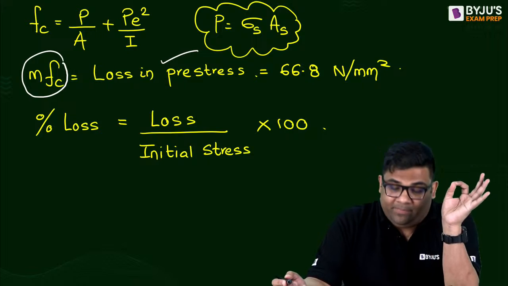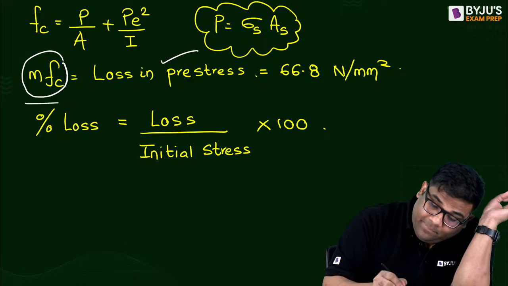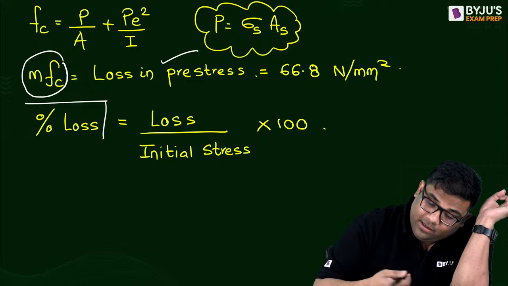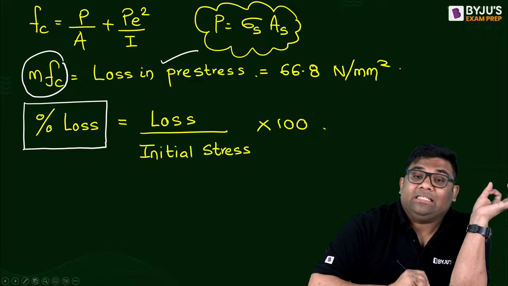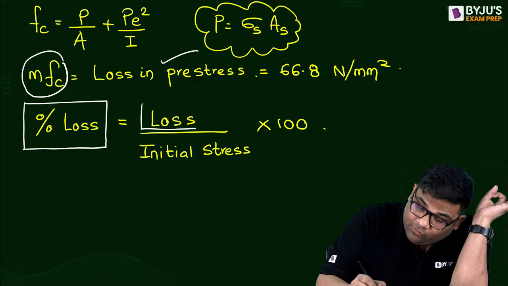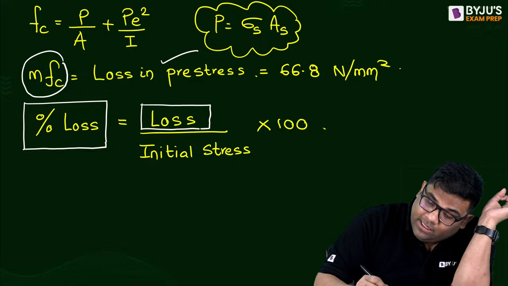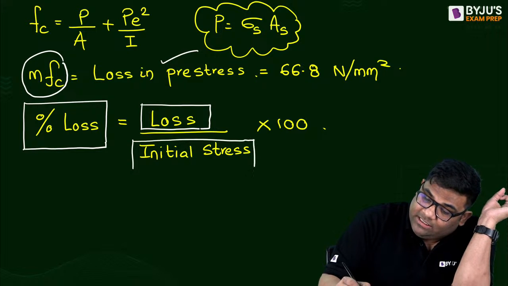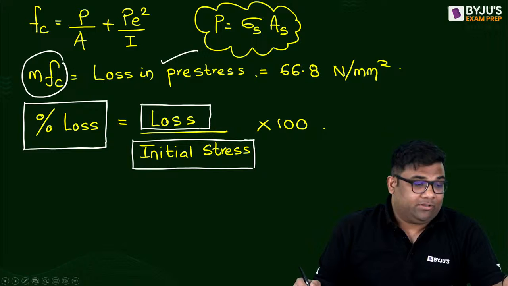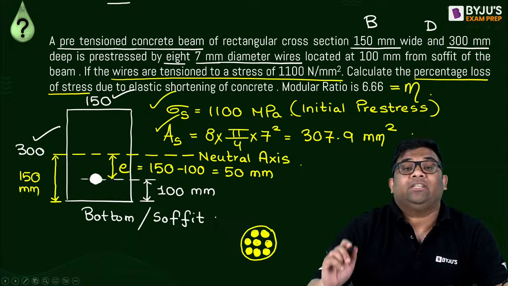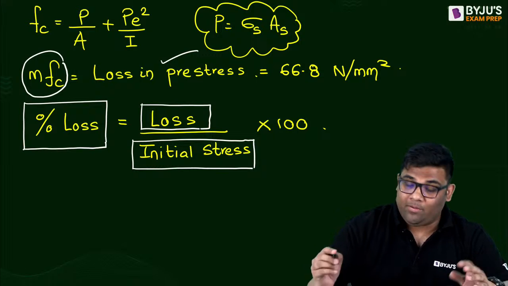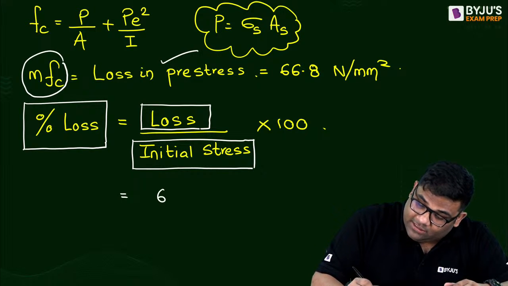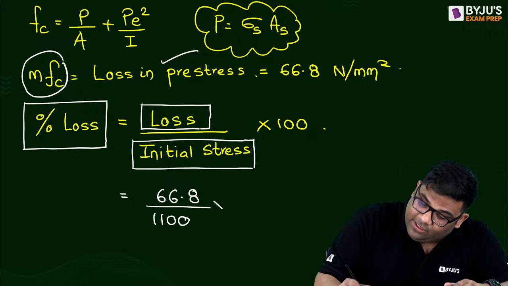This gives us the loss in pre-stress, but if you want to find out the percentage loss, what do you have to do? You have to find out the loss as we found out, divide by the initial stress. What was the initial stress? The initial stress was 1100. So the loss is 66.8, and the initial stress was 1100, into 100.